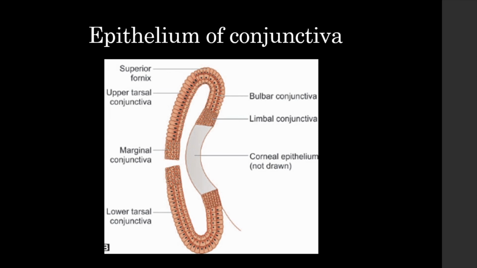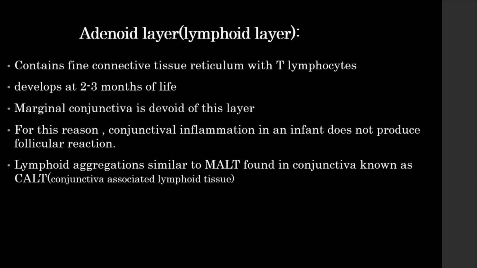So the marginal epithelium is made of 5 layers of non-keratinized stratified squamous epithelium, whereas the tarsal part is made up of stratified cuboidal epithelium. The fornix and the bulbar are made up of 3 layers of stratified squamous epithelium, and the limbal is made up of 10 layers of stratified squamous epithelium. And the adenoid layer predominantly consists of T lymphocytes.